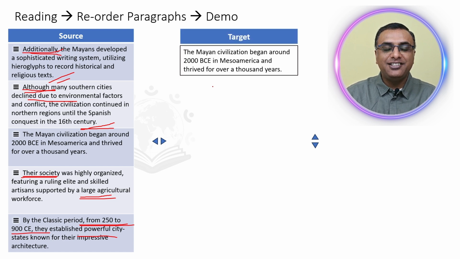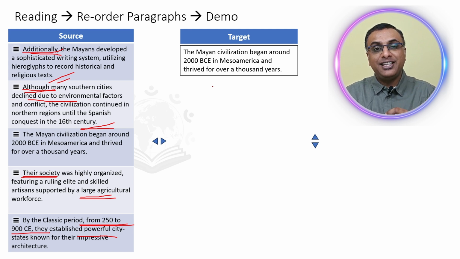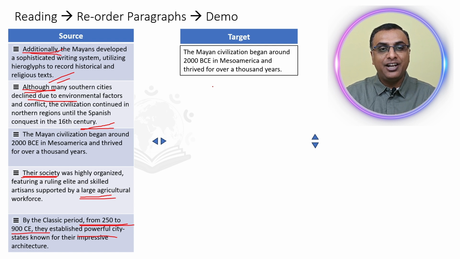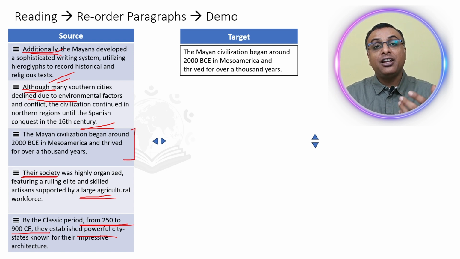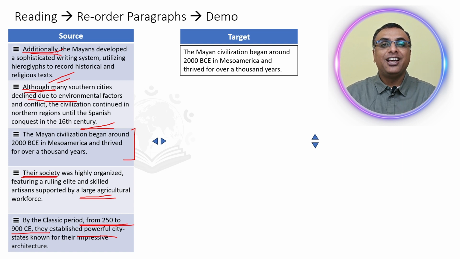Now the first sentence is: the Mayan civilization began around 2000 BCE in Mesoamerica and thrived for over 1,000 years. They are introducing a subject over here. As I had already told you, they are giving a lot of context about Mayan civilization in the logical sequence, meaning in the chronology of order. 2000 BCE would be the first sentence. That is how you will identify the logical sequence beginning with Mayan civilization.